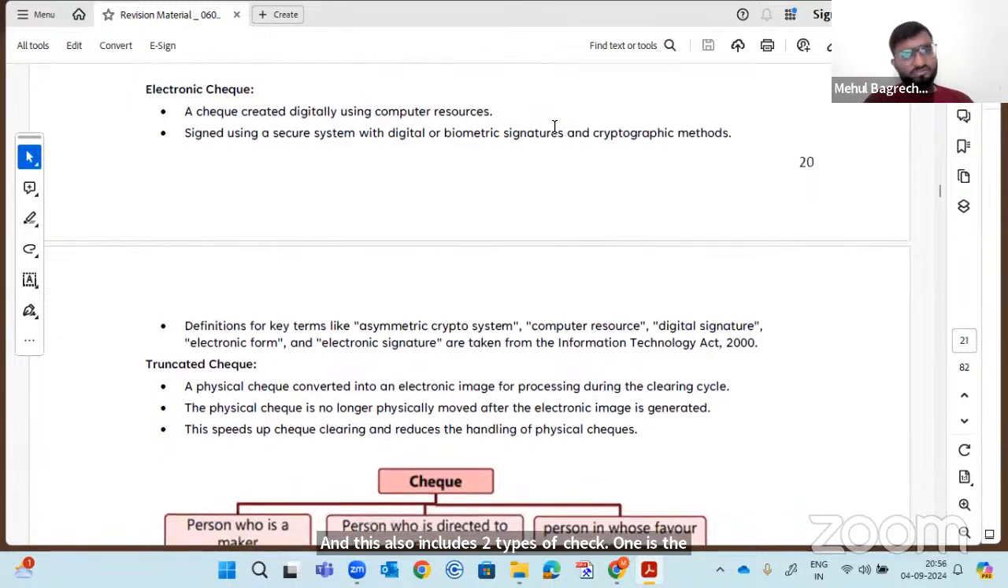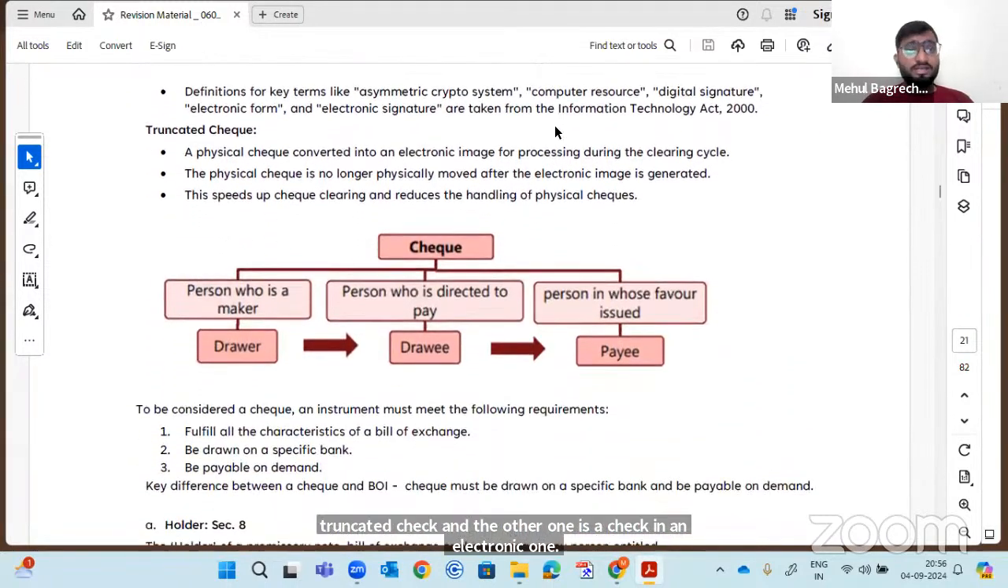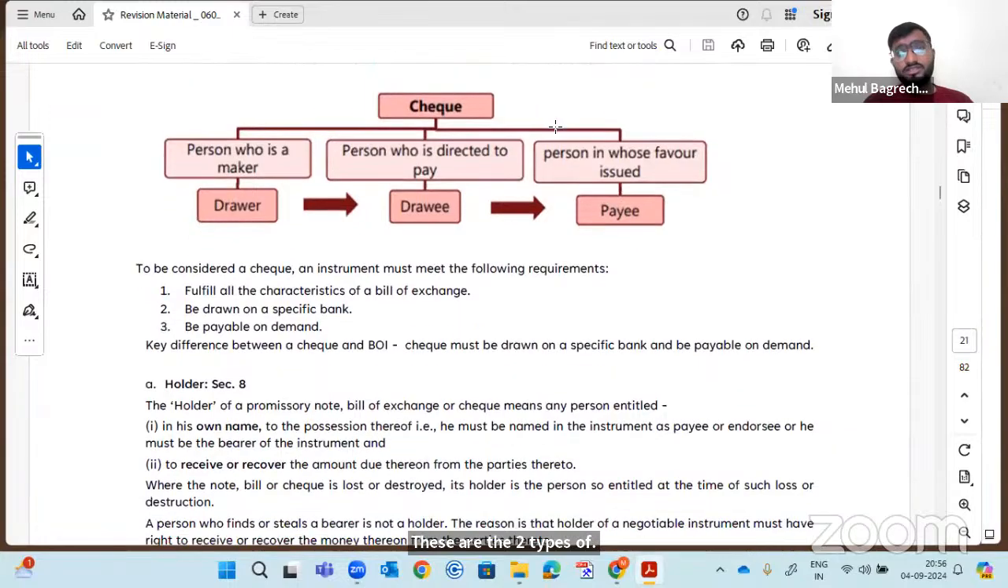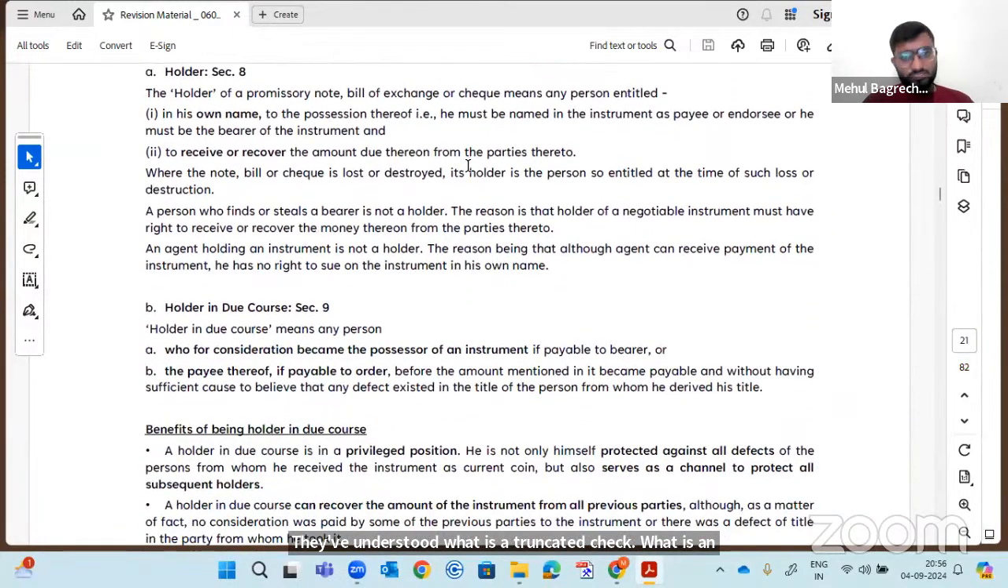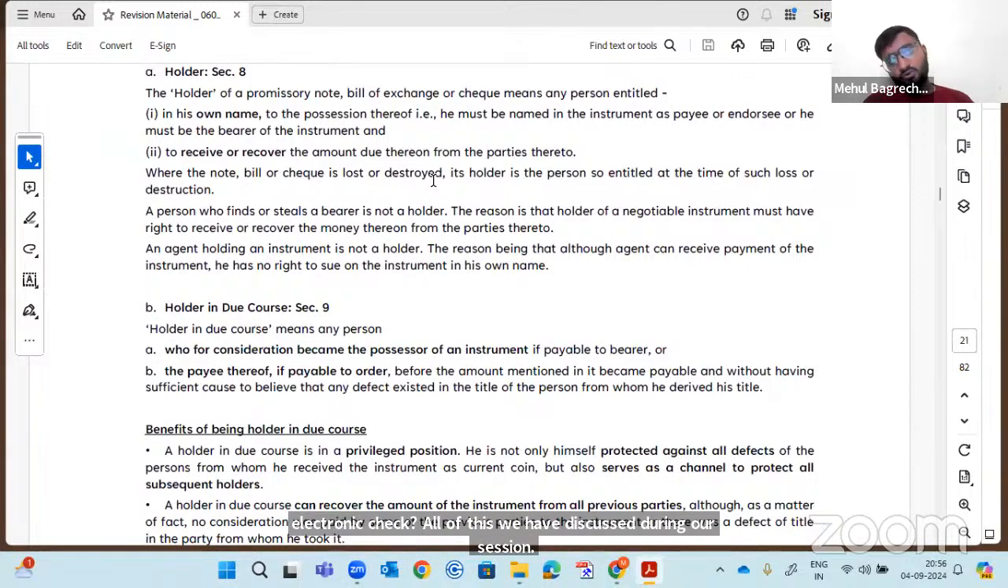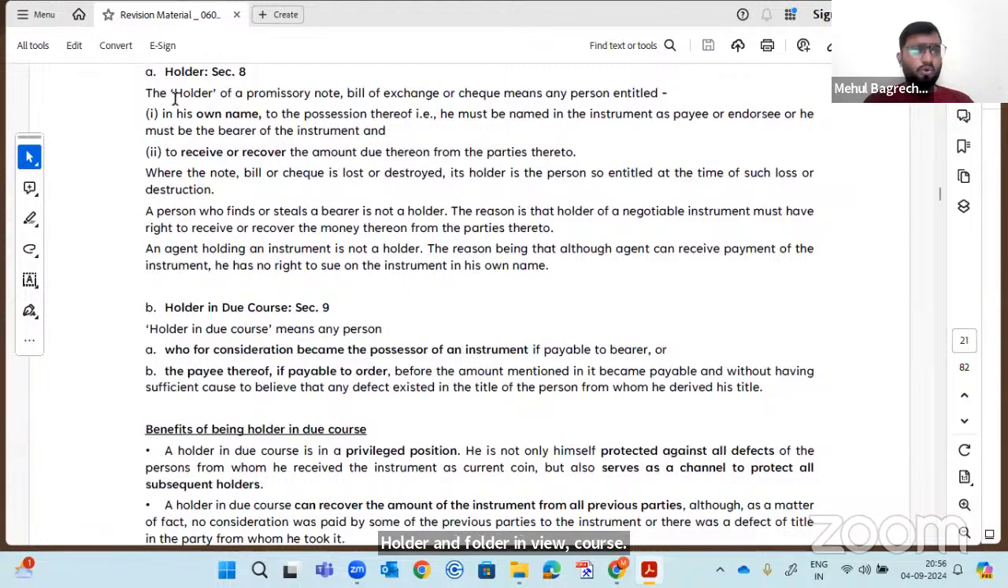These are the two types of check. We've understood what is a truncated check, what is an electronic check. All of this we have discussed during our session. Coming back to the next one, holder and holder in due course. Who is a holder? Holder is a person who, in his own name, has all the right to receive or recover the amounts. As simple as that.